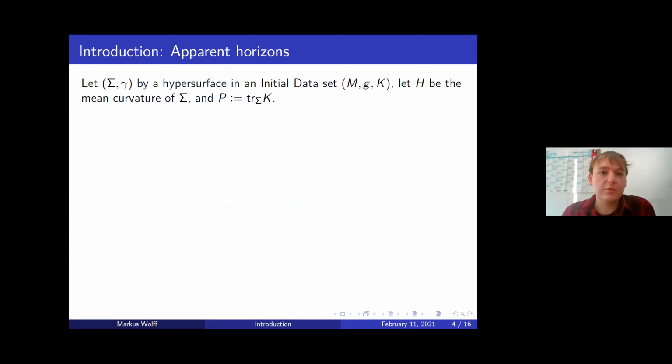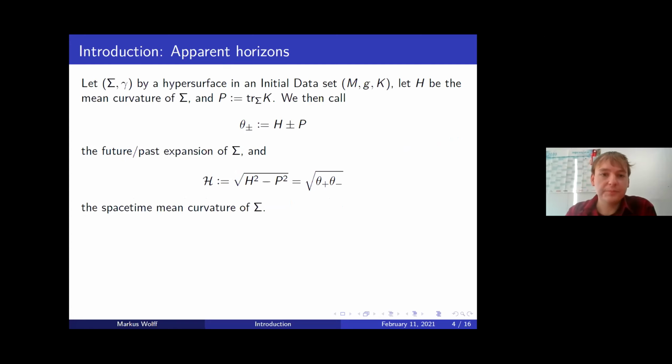We start with a hypersurface Σ in our initial data set, and we denote its mean curvature by H, and the trace of K along the surface by P. We then define the future and past expansion of such a surface, θ+ and θ−, as H ± P, and its space-time mean curvature ℋ as the square root of H² − P², which is equivalently the square root of θ+ times θ−.